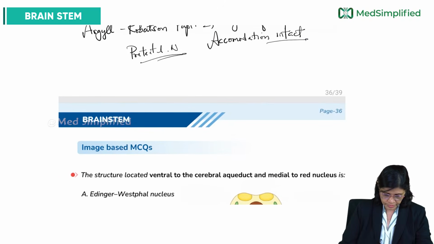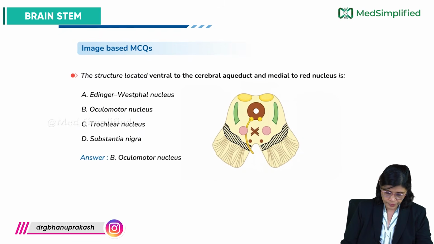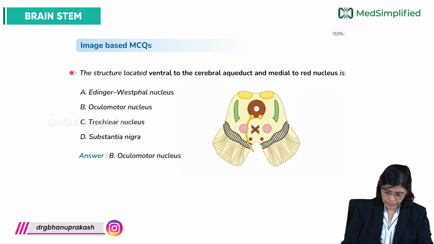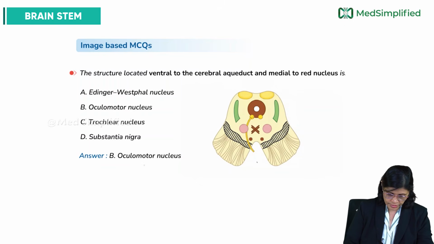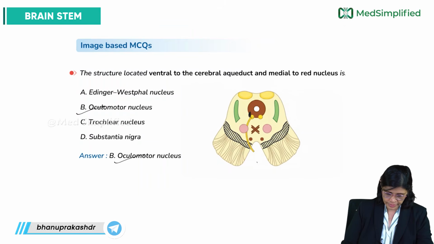So let us look at some of the image based MCQs. The structure located ventral to the cerebral aqueduct and medial to red nucleus is, so this is the red nucleus and what is this structure? It is the oculomotor nucleus. Since it is the red nucleus and this is located medial to that, it is the oculomotor nucleus.